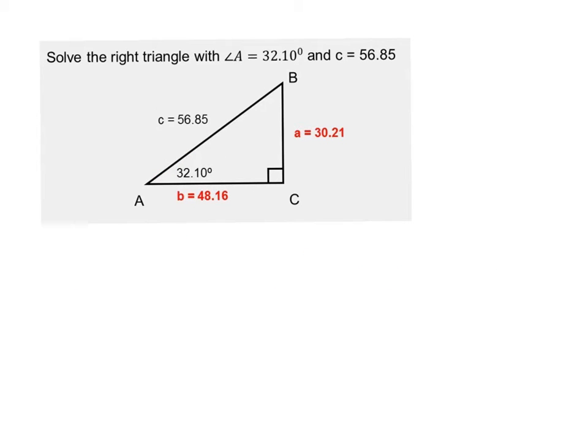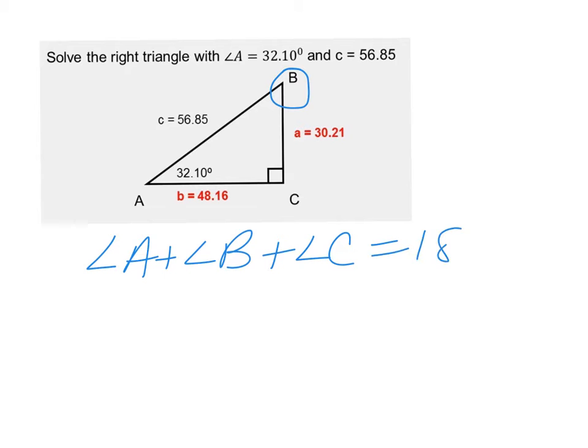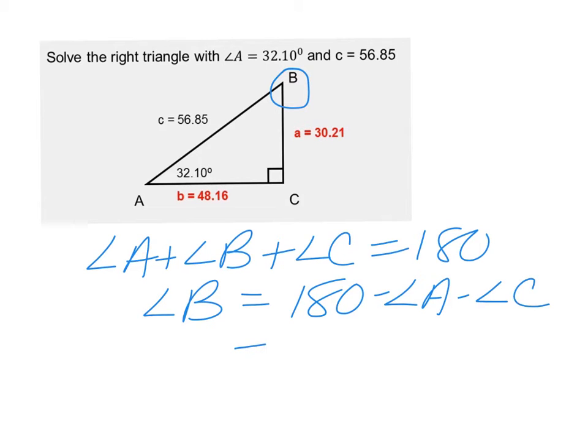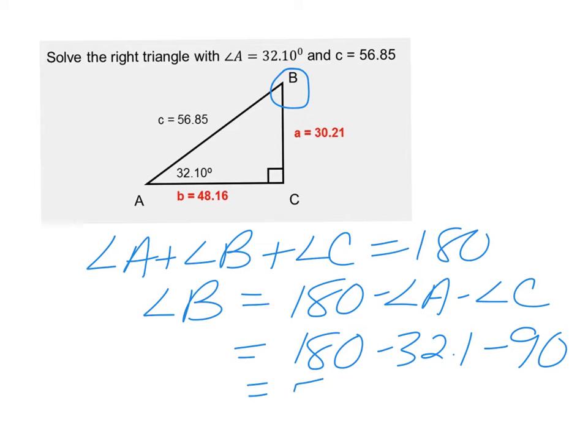Our third step in our right triangle is to solve for our angle B. We have all of our sides now. So we know that the angles of a triangle add up to be 180 degrees. So angle B plus angle A plus angle C will be 180. And since we're solving for angle B, we know that we can take 180 minus angle A minus angle C. So we have 180 minus 32.1 minus 90. And that means our angle B will come out to be 57.9 degrees.